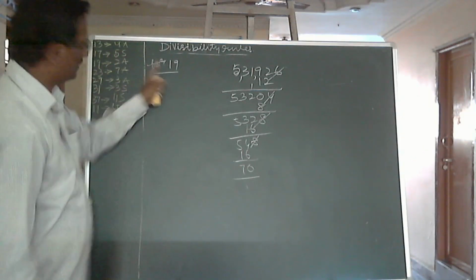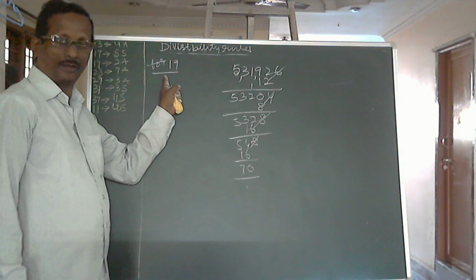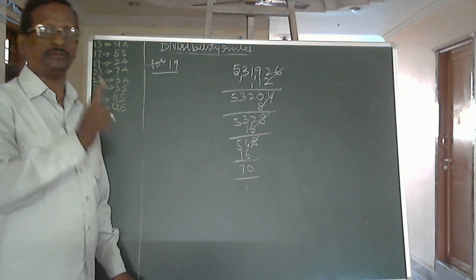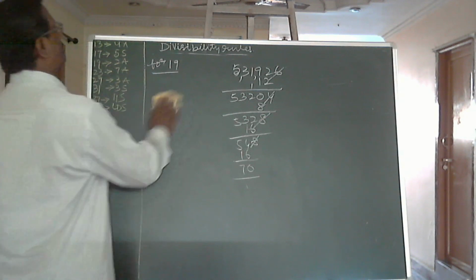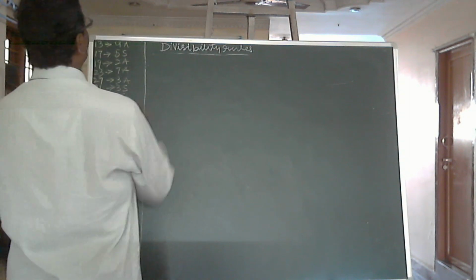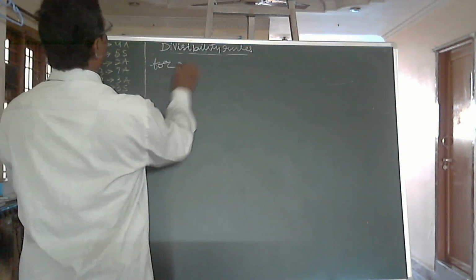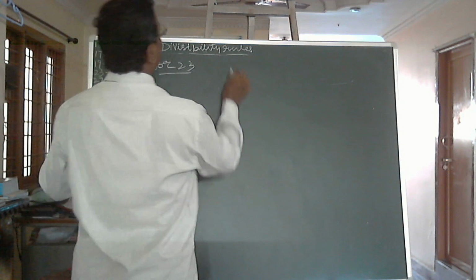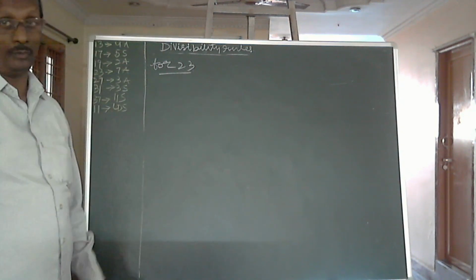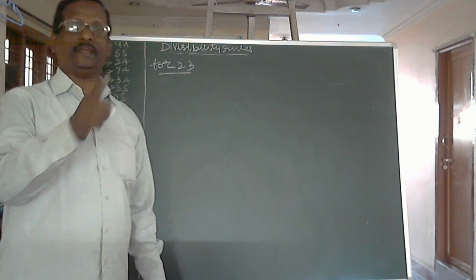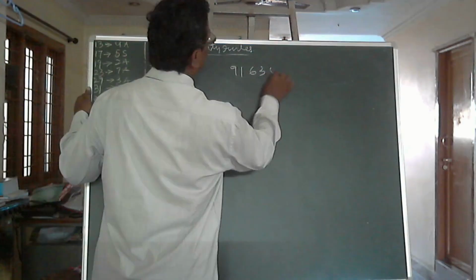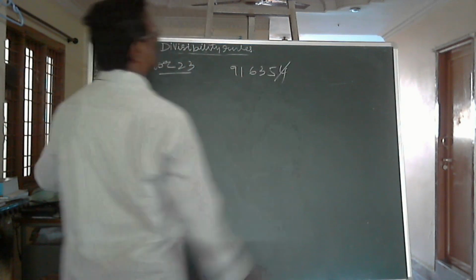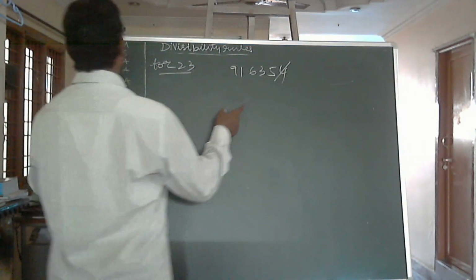Is this 70 divisible by 19? No. Therefore, the whole number is also not divisible by 19. Next, the next prime number is 23. For 23, the last digit we have to remove and 7 times the last digit is to be added.